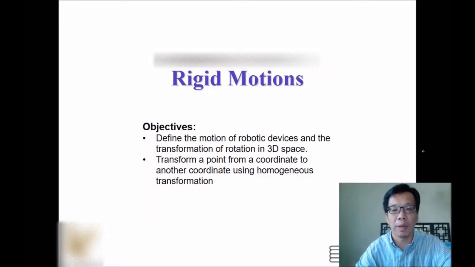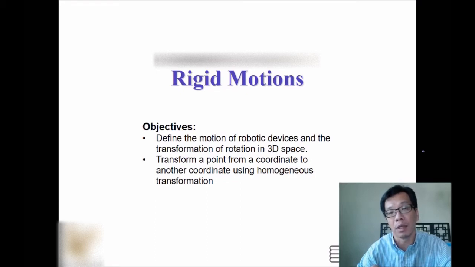Today we're going to talk about rigid motions. This module basically describes how the robotics device is going to move in three-dimensional space. And when we are dealing with three-dimensional movement, we cannot describe everything in the regular x, y, and z coordinates.